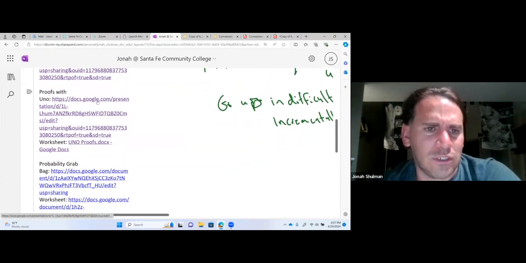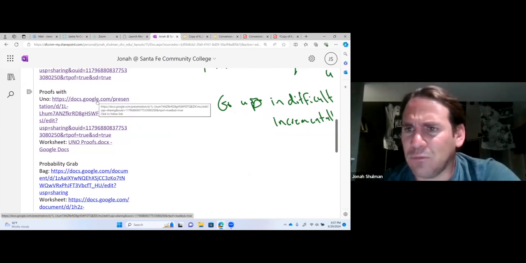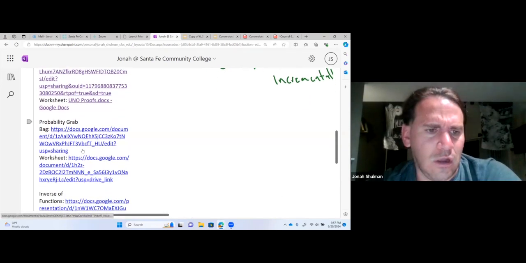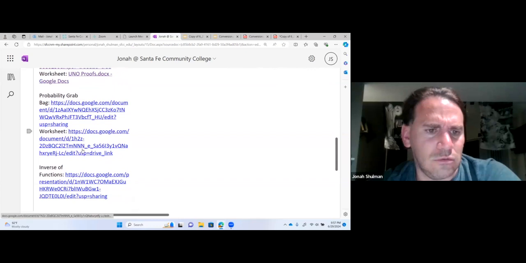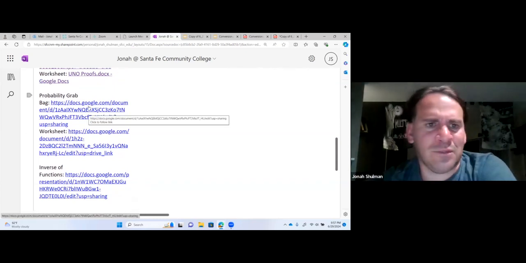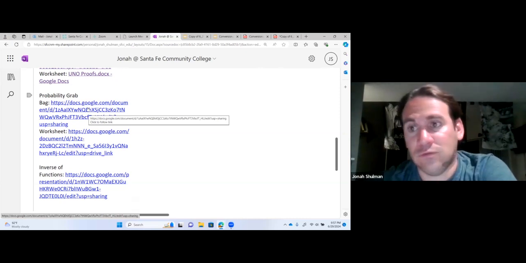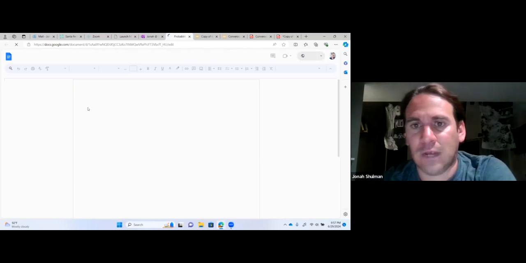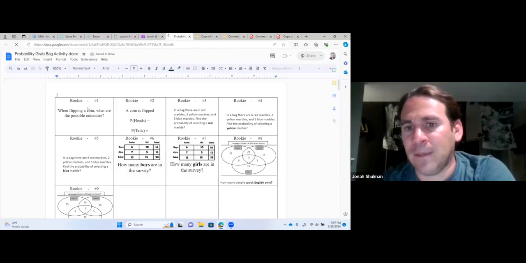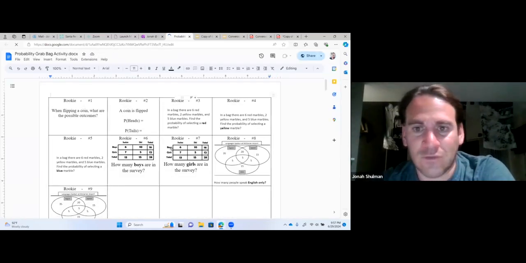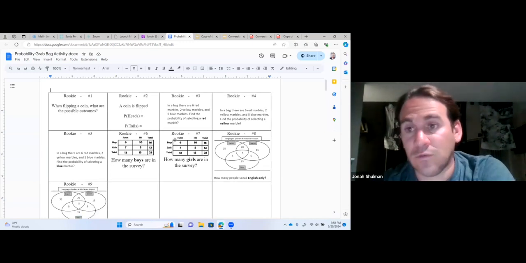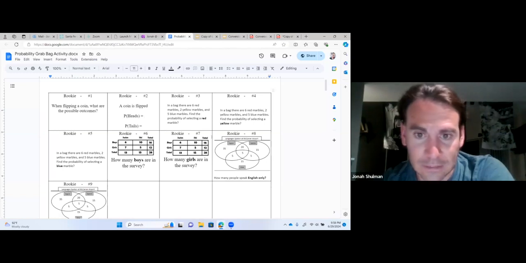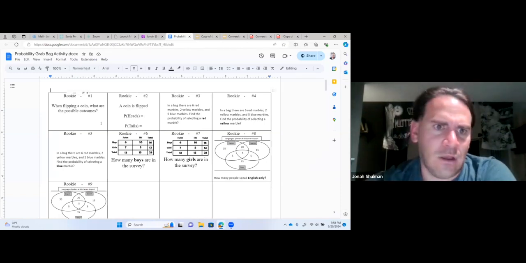One more thing I wanted to show. I'll skip the proofs with Uno. I'll show this one, okay. So this is the probability grab bag, and I've got slides to it. If you really like this idea, you can use it. So this is what it looks like. The probability grab bag is basically something I use for reviews all the time, and I put this one in here because probability is really hard, and it's one of the things that's going to be on your exam. So if you don't know what any of these questions are, you should totally try them.